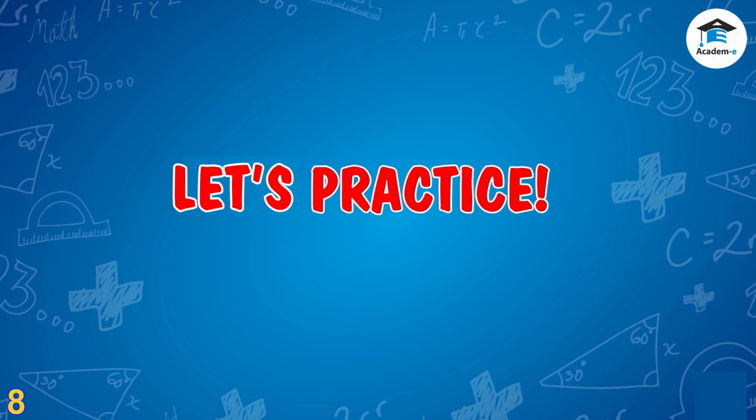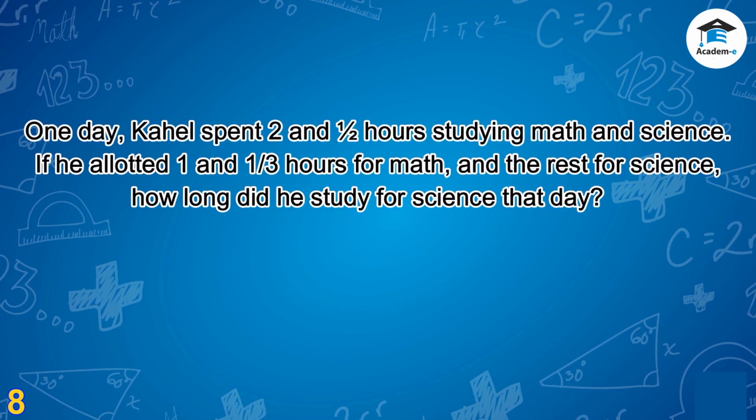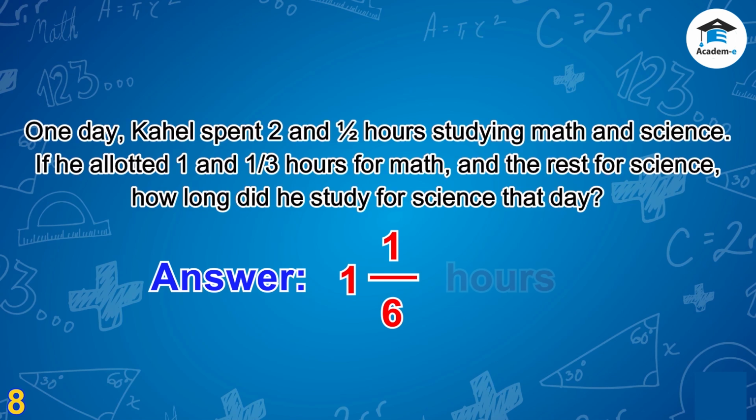Let's practice. One day, Cahill spent 2.5 hours studying math and science. If he allotted 1 1/3 of an hour for math, and the rest for science, how long did he study for science that day? Answer: 1 1/6 of an hour.